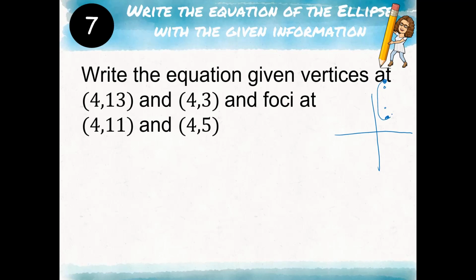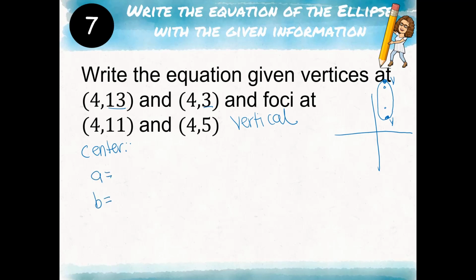So I know since these are vertices, I know that again, this is a vertical ellipse. That's the only reason I know though, because they gave me vertices and foci and those are going up and down. Another way to know it's vertical without the sketch, notice that your vertices are changing in the y value. That would be another way to notice that it is a vertical ellipse. So again, we need center, a value, and the b value.